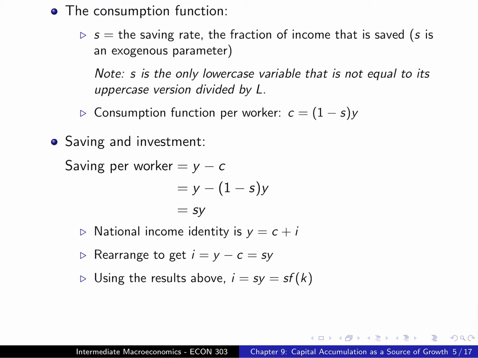Substituting from the production function, lowercase y equals a function of lowercase k, we get lowercase i equals lowercase s times lowercase y equals lowercase s times a function of lowercase k. Thus, investment per worker equals a constant fraction, the saving rate, of output per worker.